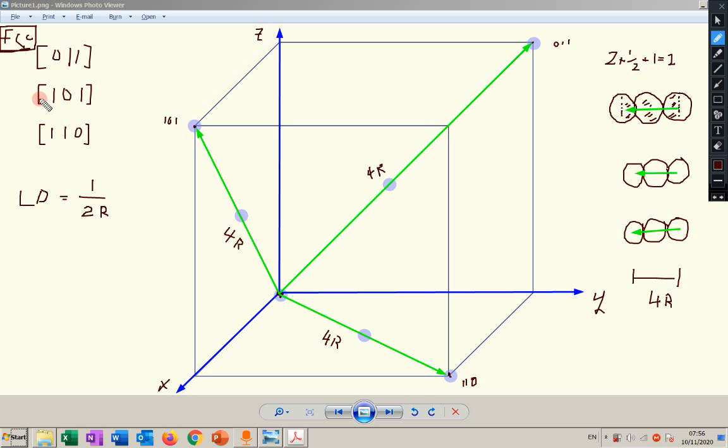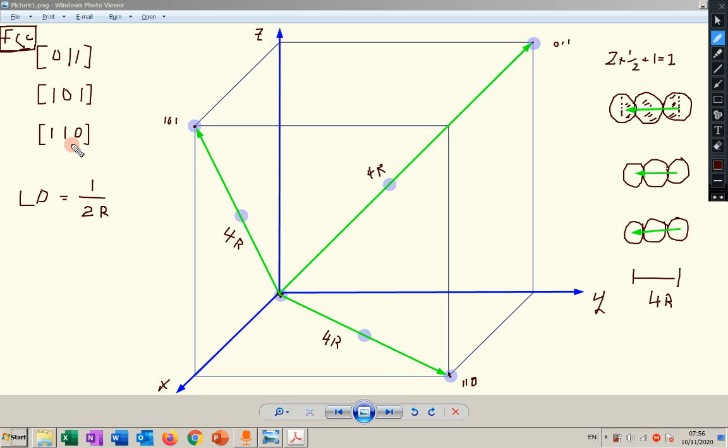So the idea of family members: in the arrangement of atoms in a crystal structure, some directions are similar, and they will give you the same linear density. So we call them family members. You realize that we may have many other family members here.